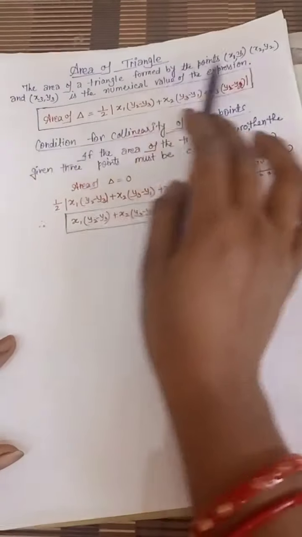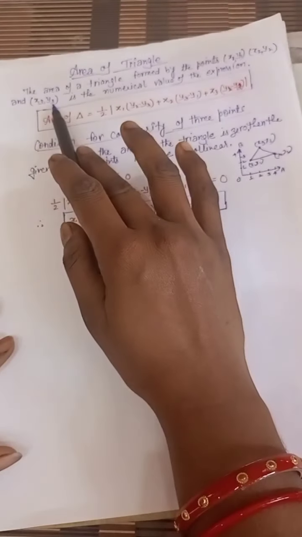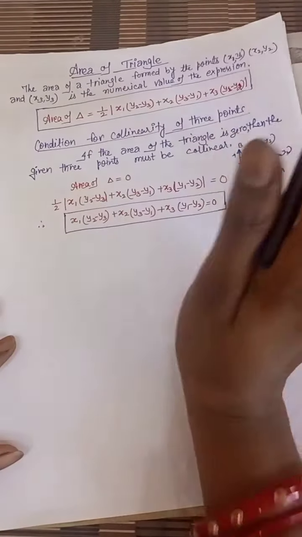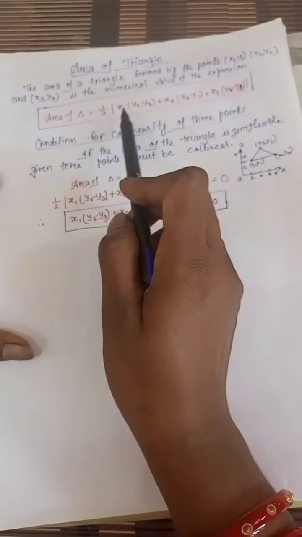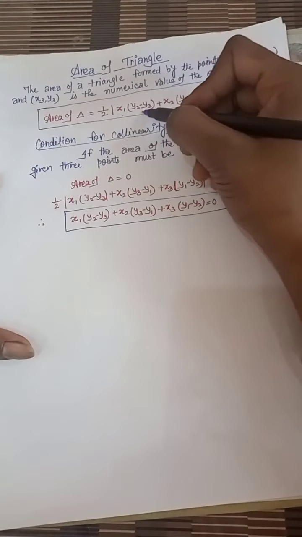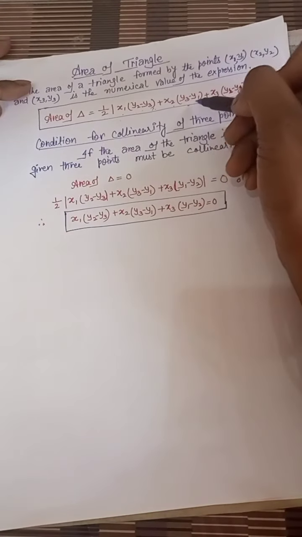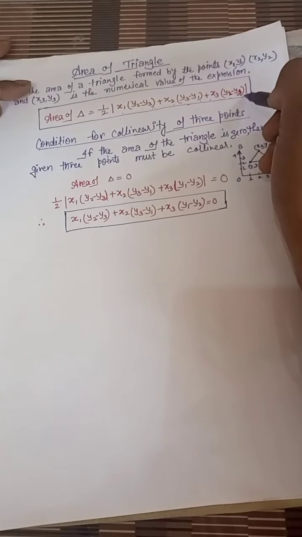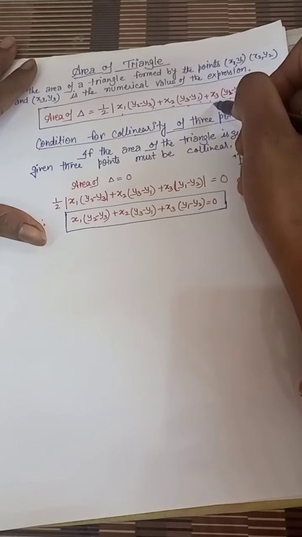The area of the triangle formed by the points x1, y1, x2, y2 and x3, y3 is 1 by 2 mod, because area is always positive, so you put the mod. Then x1 into y2 minus y3, plus x2 into y3 minus y1, plus x3 into y1 minus y2. So how can you remember it? Always remember this: x1 is outside the bracket, x2 is outside the bracket, and x3 is outside the bracket.